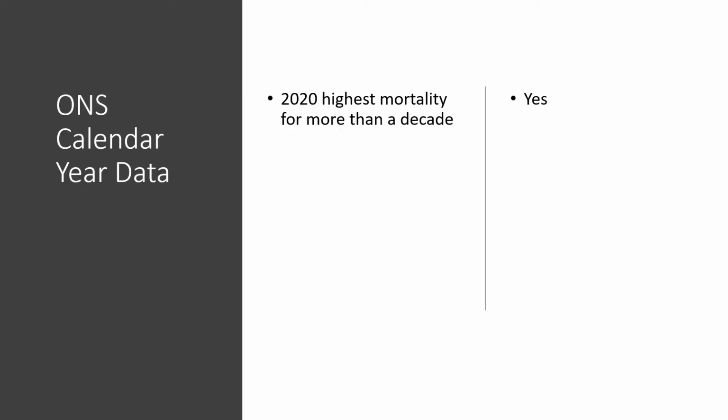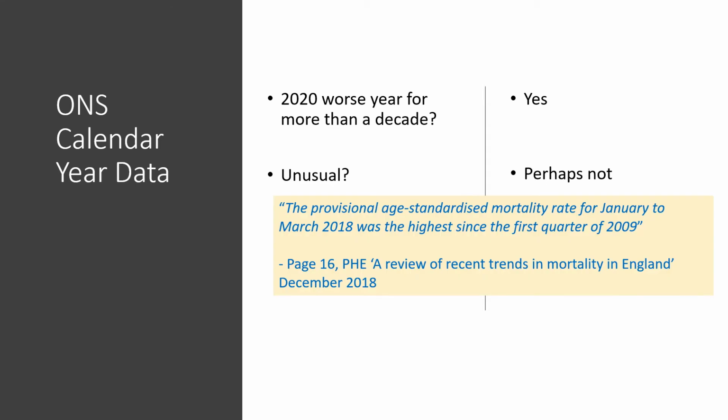So at the moment we can conclude that yes, 2020 was the highest mortality for more than a decade and approaching 2 decades. However, this might not be unusual, because fluctuations do occur. In a report by Public Health England at the end of 2018, the observation was made that the provisional age standardized mortality for the first quarter of 2018, January to March 2018, was the highest since the first quarter of 2009. So it is possible for mortalities to change quite dramatically.